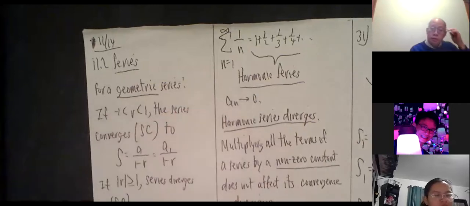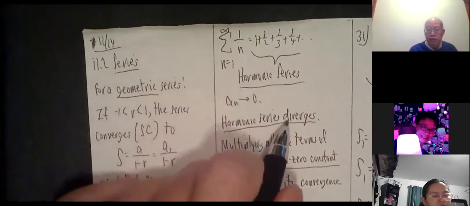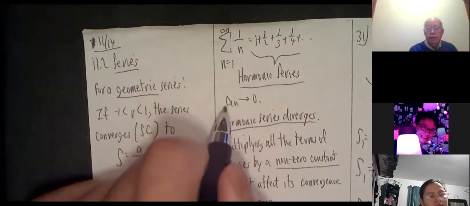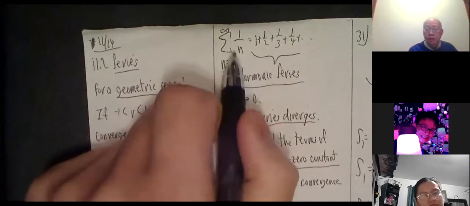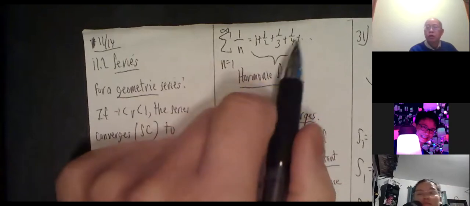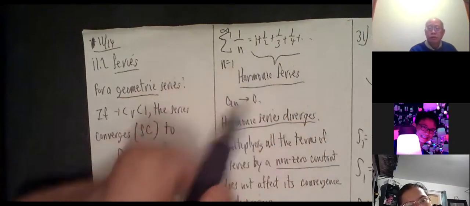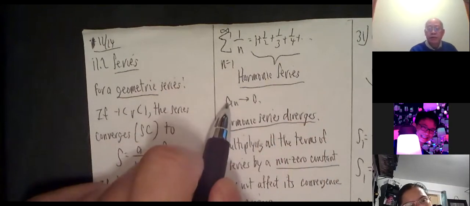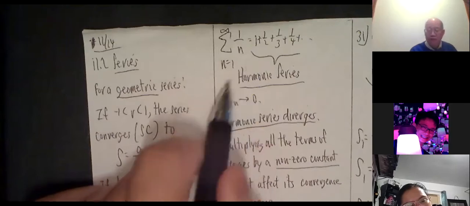Okay, this series actually diverges. The terms do approach 0. You can tell, right? 1 over 2, 1/3, 1/4, 1/5. 1 over a million, 1 over a billion. The terms definitely approach 0, and yet we actually say that this series diverges. In fact, it diverges to infinity.